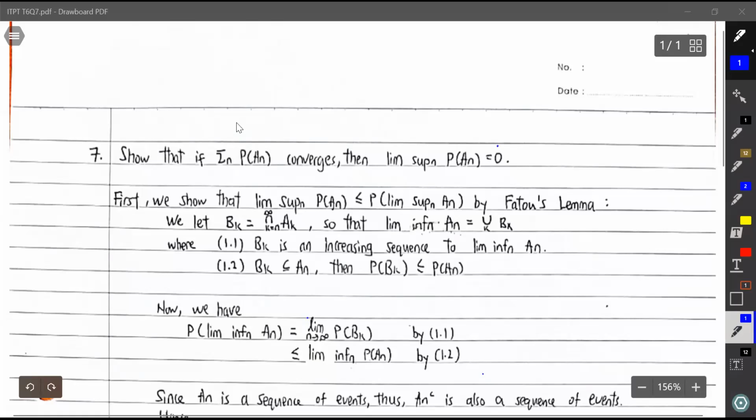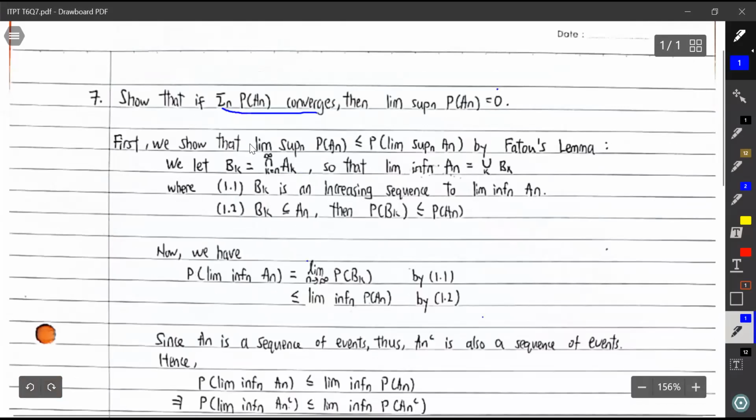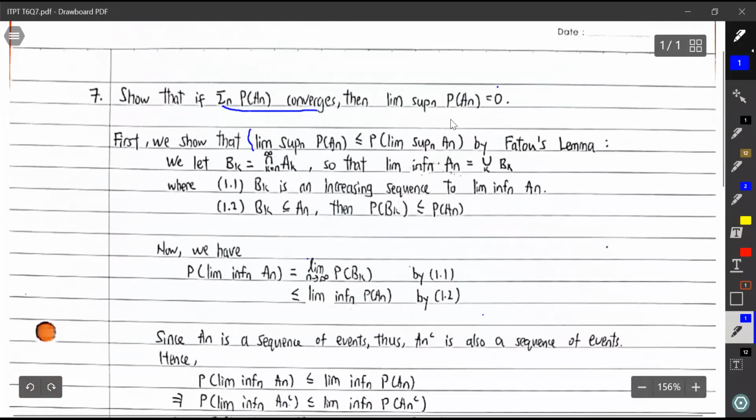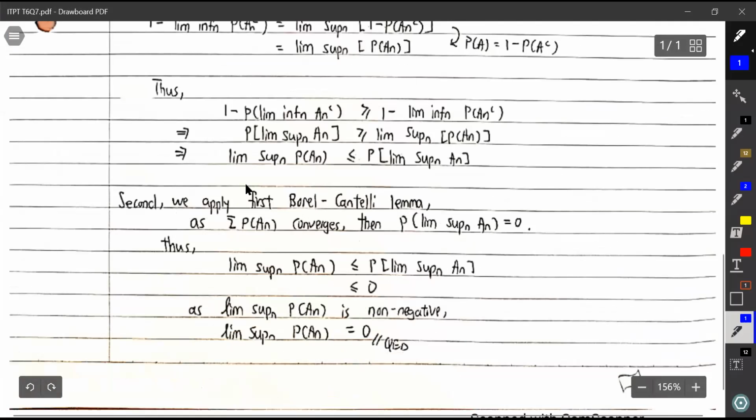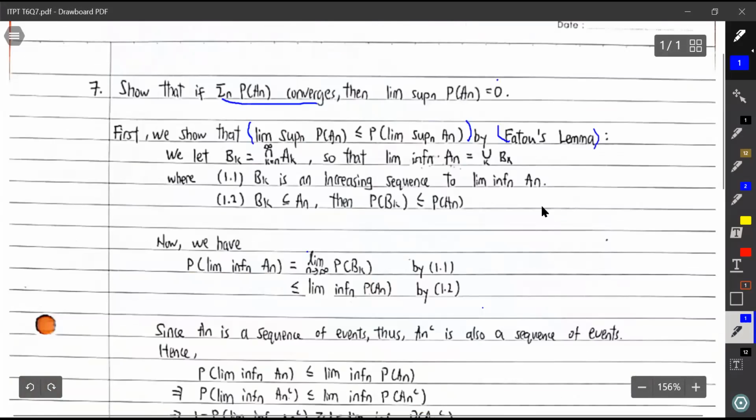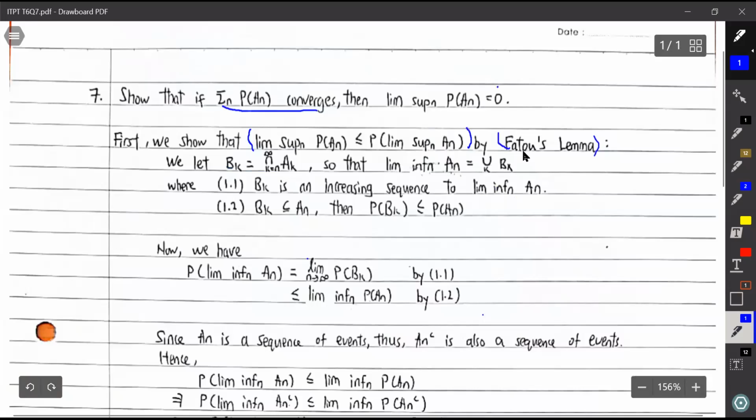Yes. Okay, so my question is, I need to show that if the summation of P(An) converges, then P of lim sup An is equal to 0. I separate it into 2 steps. First, we show that lim sup P(An) is smaller than P(lim sup An) by Fatou's lemma. And for the second step, we will just apply the first Borel-Cantelli lemma, and then we will finish our proof.